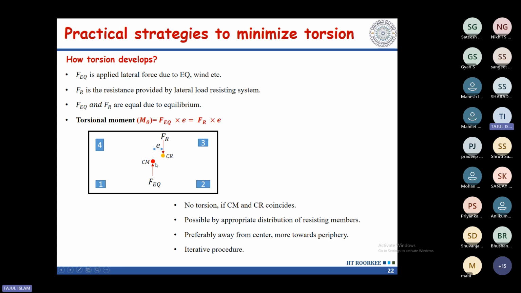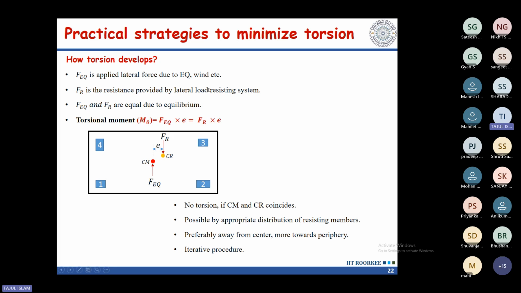It will generate a couple like this, some rotational movement. So you can just visualize it: this force is trying to push your structure in the upward direction, but this resisting force is trying to push the same structure in the downward direction. So it will start rotating.